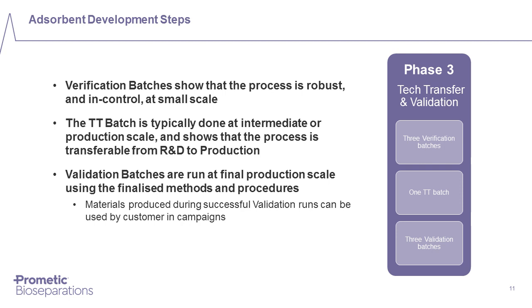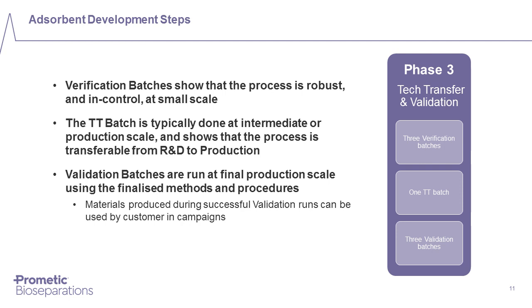We then move on to phase 3, when we are all happy with the way the adsorbent is made, the process is in control, and the yields and purities hit the mark that the client needs. And then at that phase, we work on producing verification batches of the adsorbent. Typically, we have 3 of those made at small scale in our research facilities.